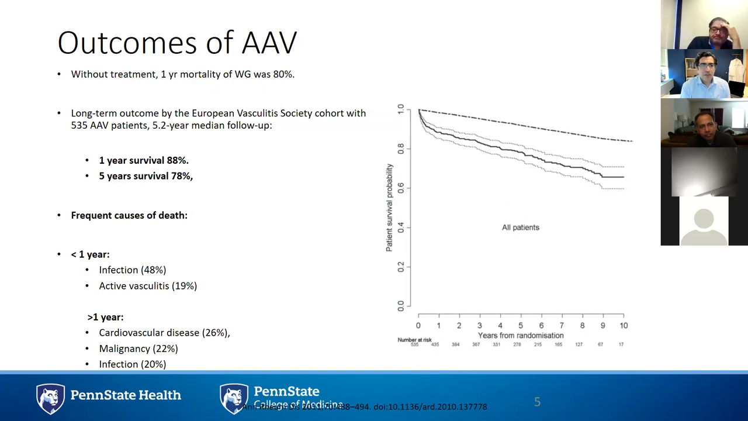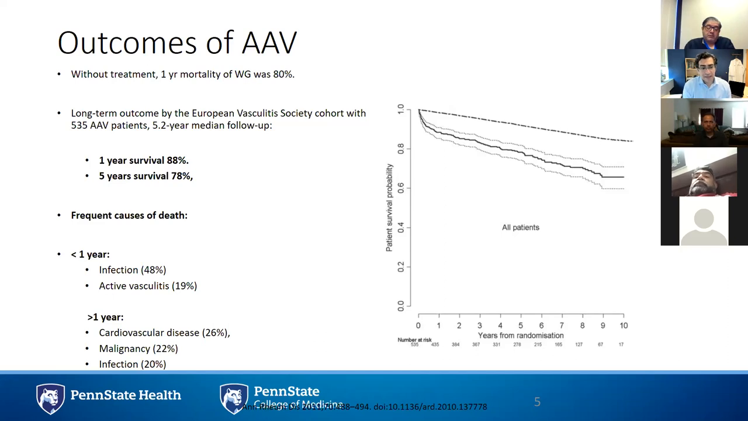Historically, without treatment, one-year mortality of classic Wegener's, as described in the original studies, was 80%. And now, with the current treatment, the survival is reversed. So one-year survival is now 88% and five-year is 78%.